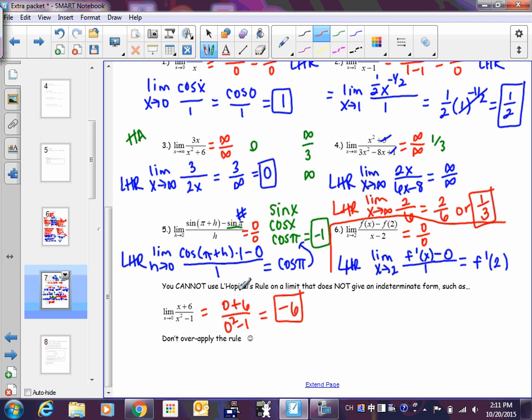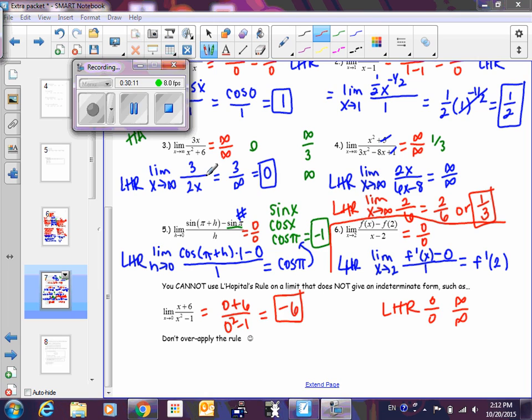You don't want to use L'Hopital's rule here. It's not even that you don't have to do the work, it's that it's going to give you the wrong answer. You only use L'Hopital's rule when you have 0 over 0 or infinity over infinity. There are some other cases, but these are the only ones we're going to do.